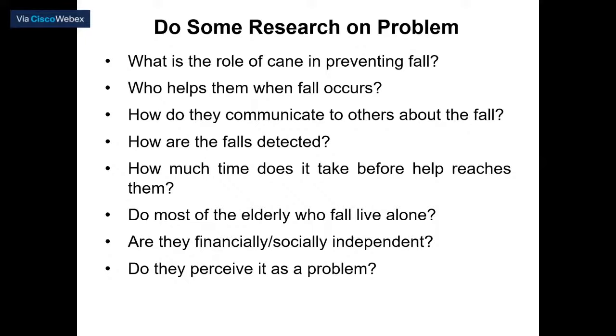Many times, behavioral aspects are very important. You want to solve a problem for the elderly, but elderly people don't consider that a problem for themselves. Now, this is very different, and unless people think that this is a problem, they are also not going to buy your solution.